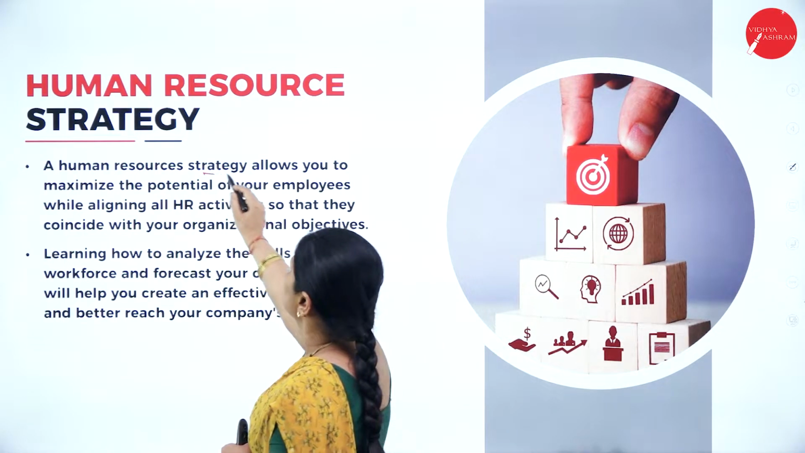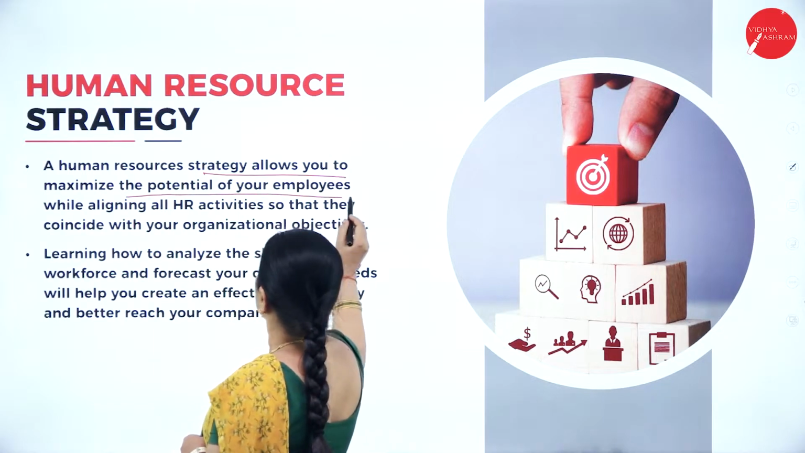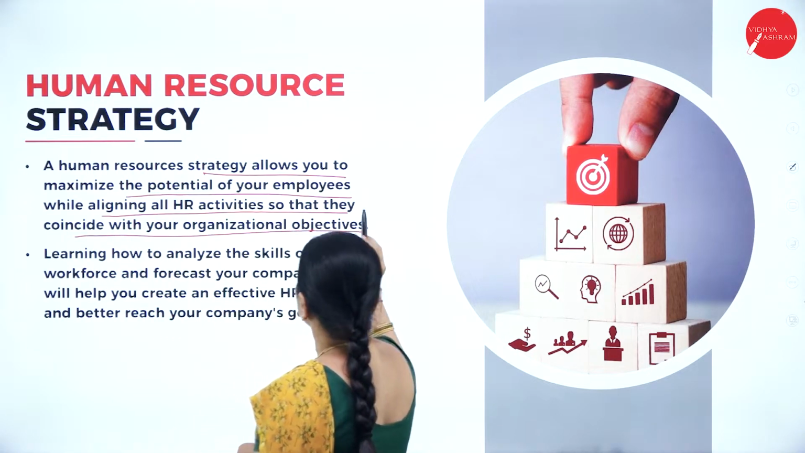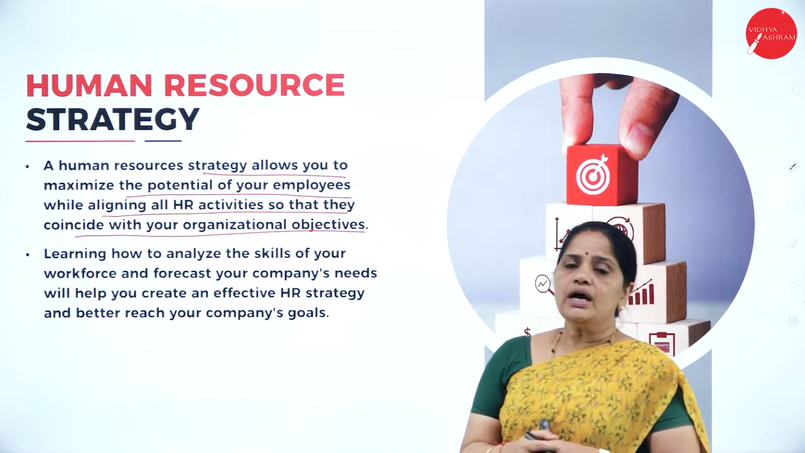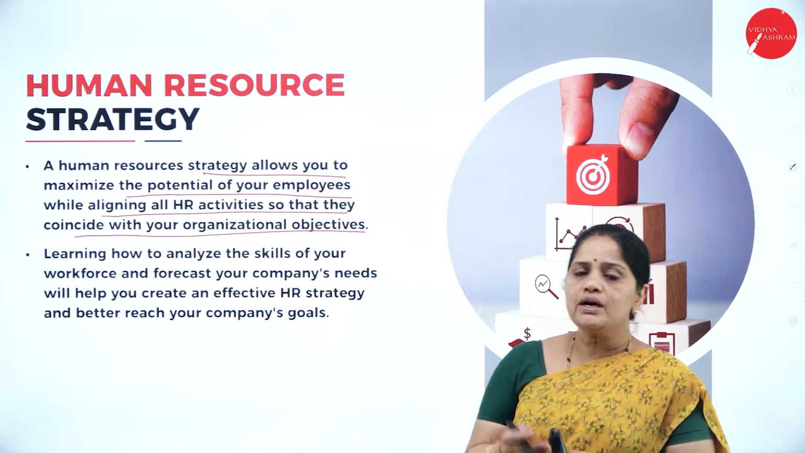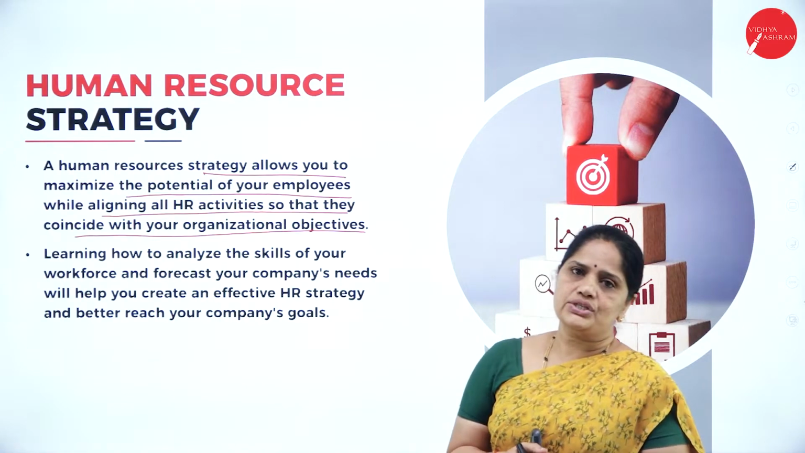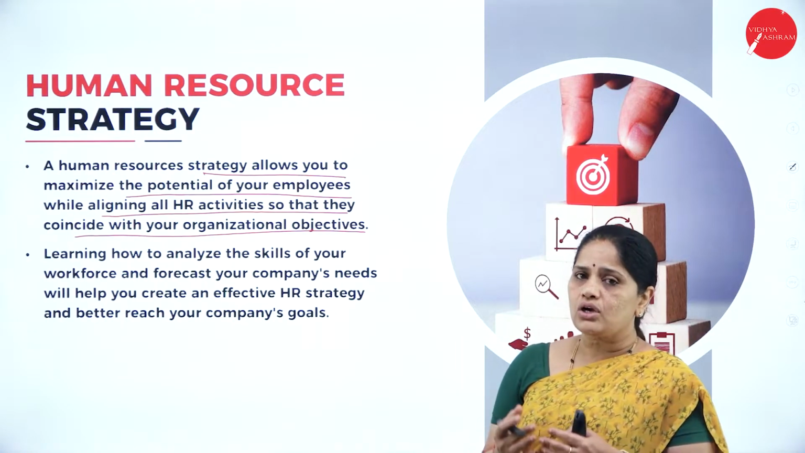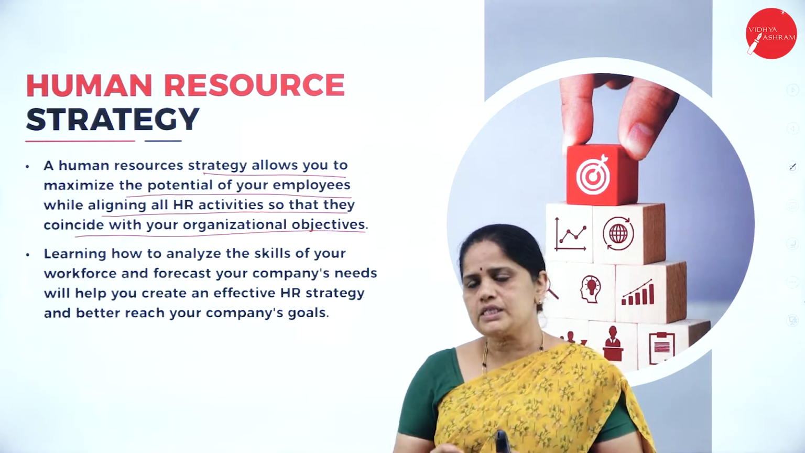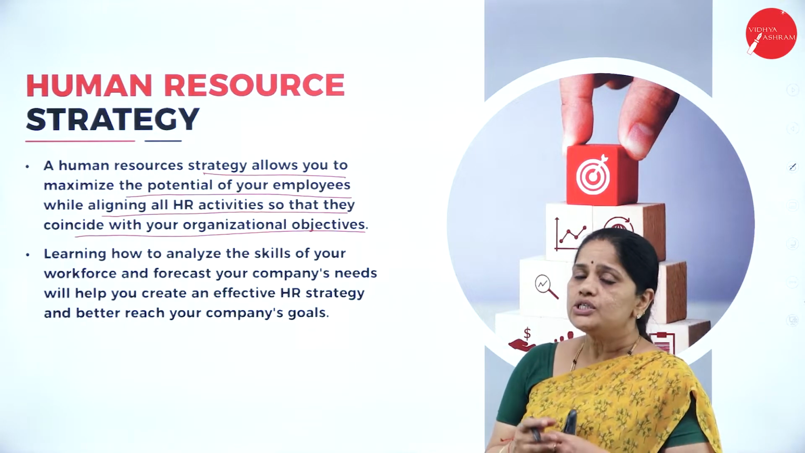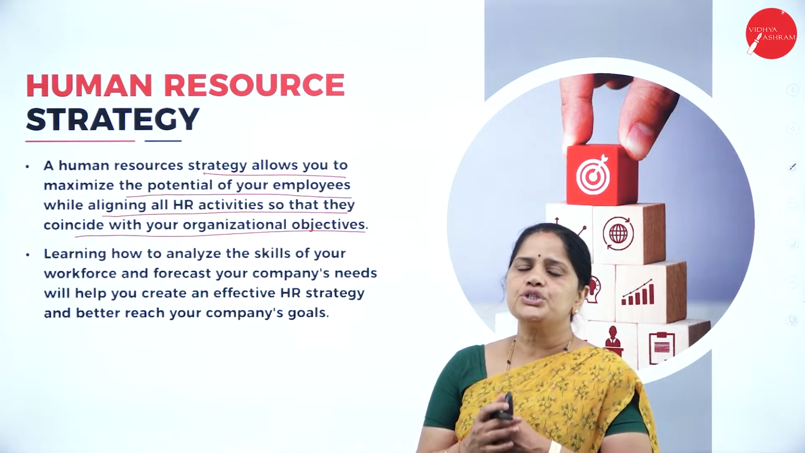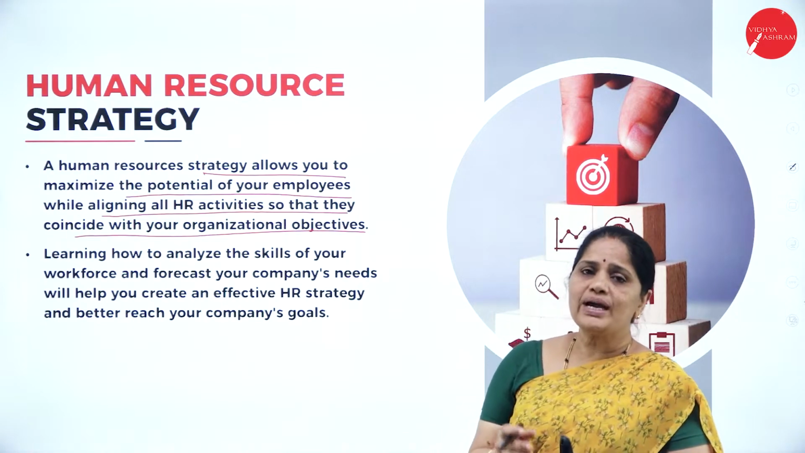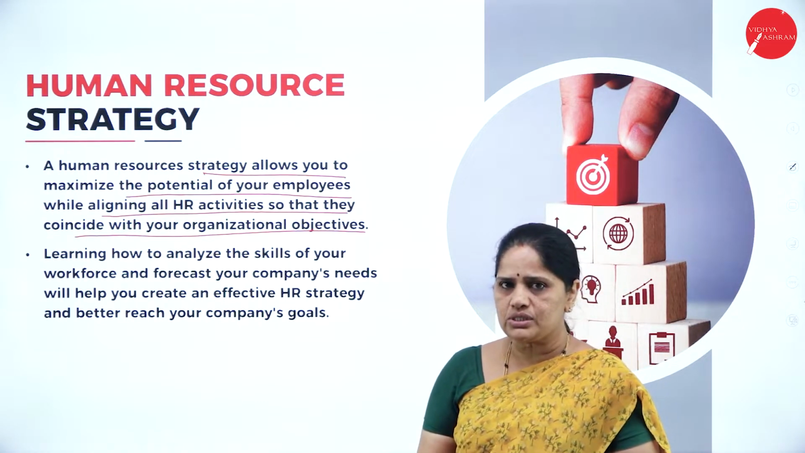So, a human resource strategy allows you to maximize the potential of your employees while aligning all HR activities so that they coincide with their organizational objectives. As we all know, human resource is one of the most important resources for any organization. It is the human resource which will take the organization to heights of success, and it is also the human resource which will be responsible for the downfall of any organization. So, whenever we are having a HR strategy, we should be very, very careful. Appointing the right person for the right job becomes a very important principle for the human resource department.